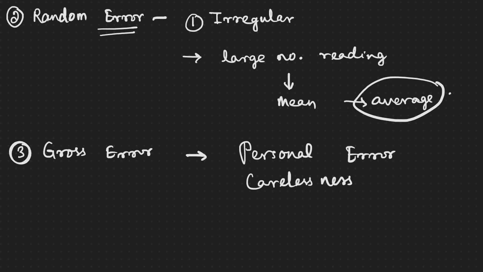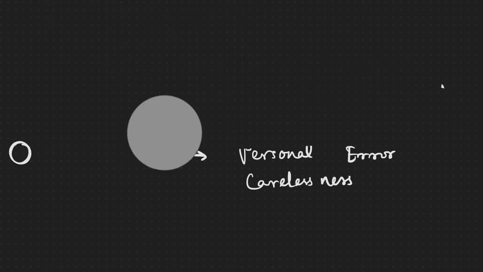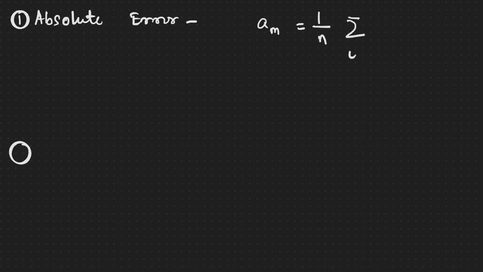So in case of systematic or random error, how to calculate them? There are many methods to it. First one is absolute error. What is absolute error? I have to write it like this. This is AM, the mean of all observations: 1 by n, summation i from 1 to n, A i.